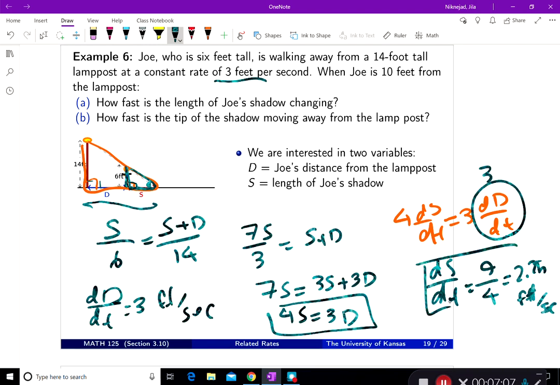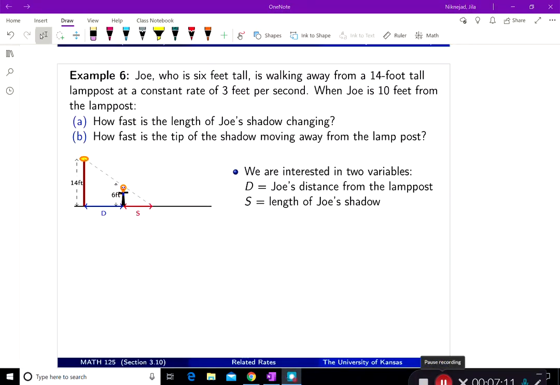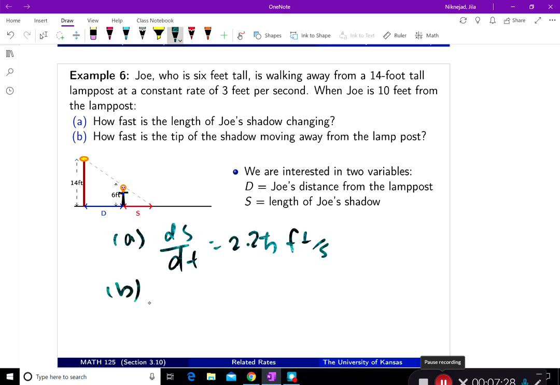Now let's come back and answer the second part of the question. In the first part of the question, we calculated that dS over dt is 2.25 feet per second. And now, to find this distance, we're trying to take the derivative of D plus S.